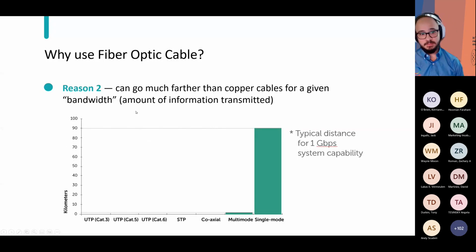Reason two is bandwidth. It can go faster and farther than copper cable for a given bandwidth. The typical range of a Cat5 and Cat6 cable is about 330 feet or 100 meters, whereas for fiber optic cable, you can get up to 90 kilometers. So the comparison is just not even there in terms of distance.